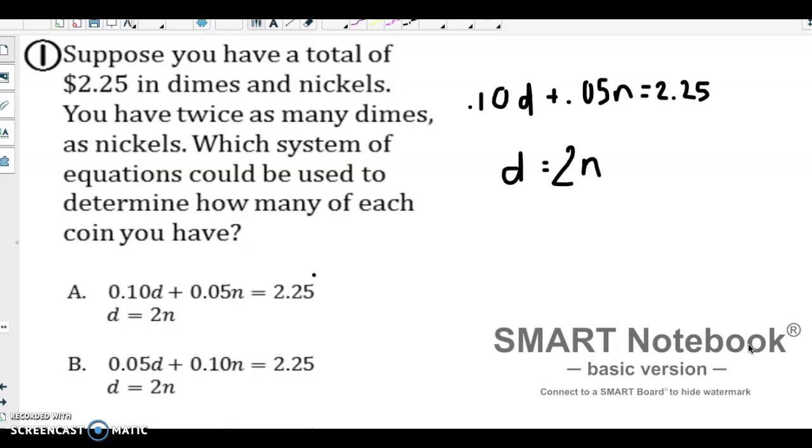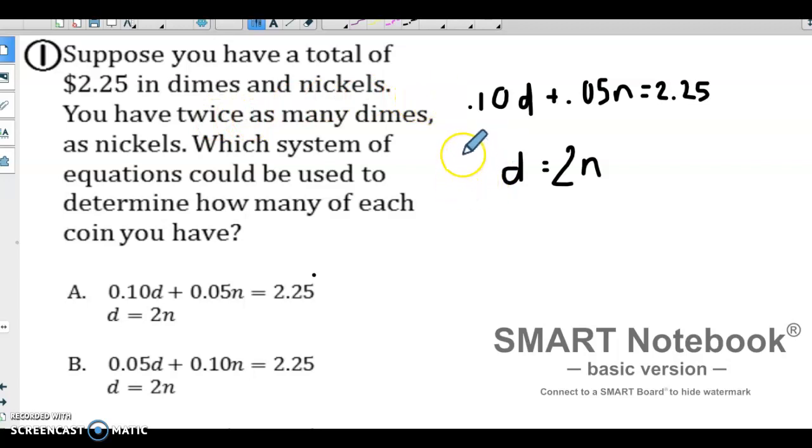So a system of equations is a set of two or more equations that have the same variables. So it looks like, scrolling through our answer choices, our variables are going to be D for dimes and N for nickels. So let's see what we have here. We have a total of $2.25 in dimes and nickels.